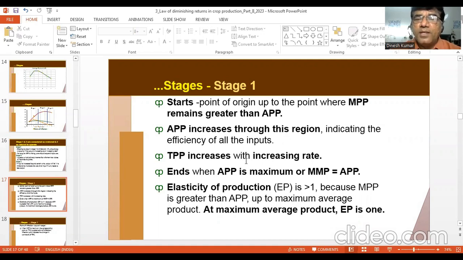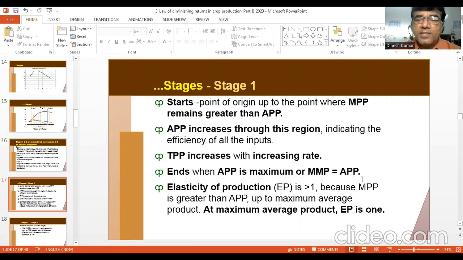Total physical product increases with increasing rate in stage 1. It ends when APP is maximum or MPP is equal to APP. So at the end of this stage, your average physical product is maximum, and MPP is equal to APP.